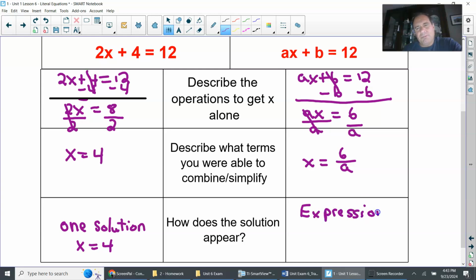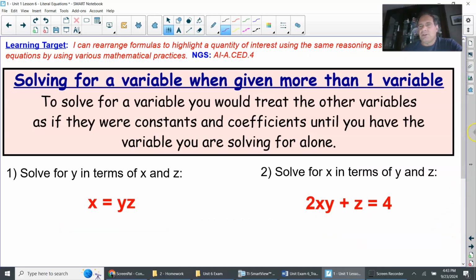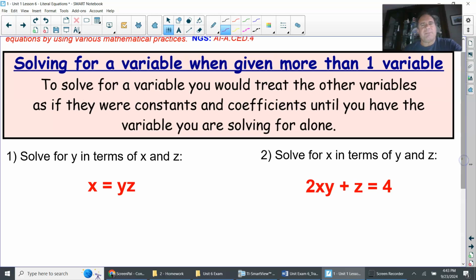Where you don't know what a number answer is, because you have 2 or more variables. And let's go on. So think about solving for a variable when it gives you more than one variable. Try to solve for that variable. Treat the other variables as if they were constants and coefficients until you have the variable that you're trying to solve for alone. So you're using inverse operations. That's basically what you have to do here.